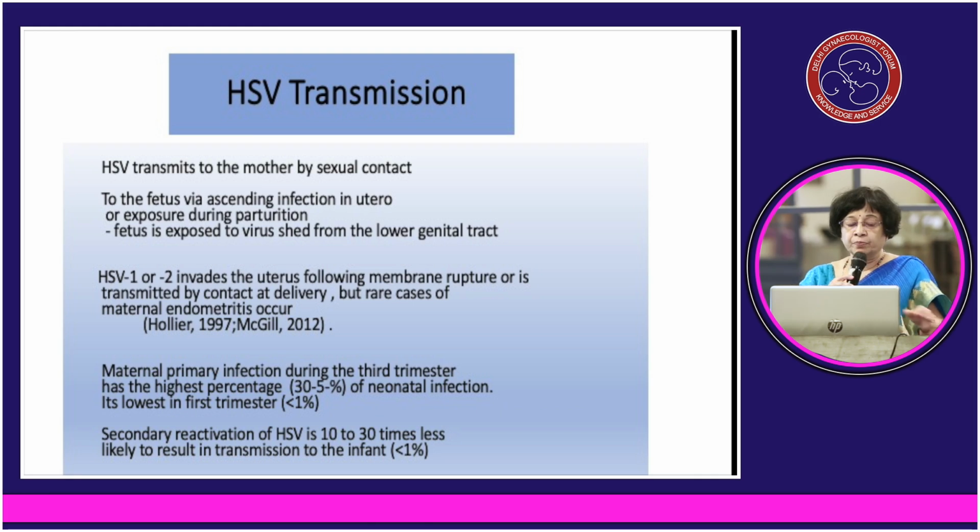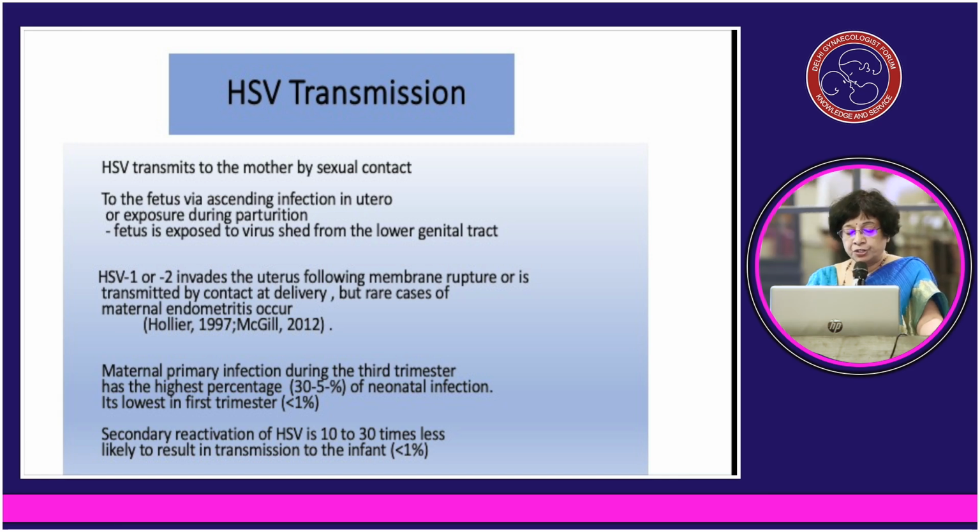So transmission to the mother is by sexual contact, and to the fetus is via ascending infection in utero or exposure during parturition. The fetus is exposed to virus from the lower genital tract. HSV1 or 2 invades the uterus following membrane rupture or is transmitted by contact at delivery. But rare cases of maternal endometritis also occur.